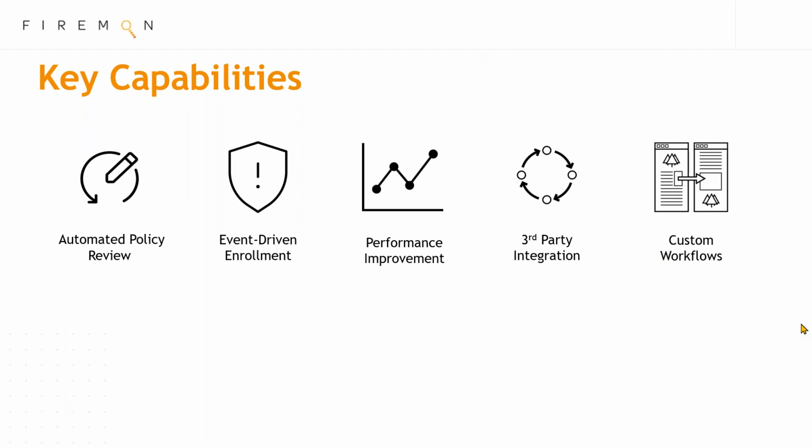Some of the key capabilities of Policy Optimizer include automated policy review, which we just noted. It also uses event-driven enrollment, meaning it'll automatically open Policy Optimizer tickets based on conditions you may have set. It also provides for continuous performance improvement and allows for third-party integration. And of course, Policy Optimizer comes with a default workflow out of the box, which can be customized to meet your needs through engagement with our professional services team if the default workflow doesn't quite meet your needs.